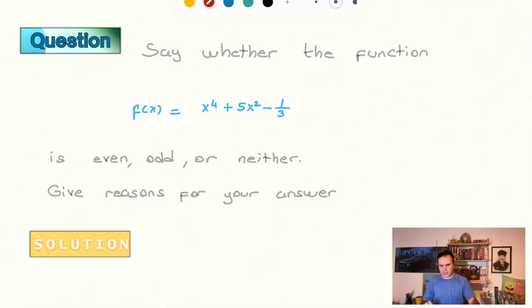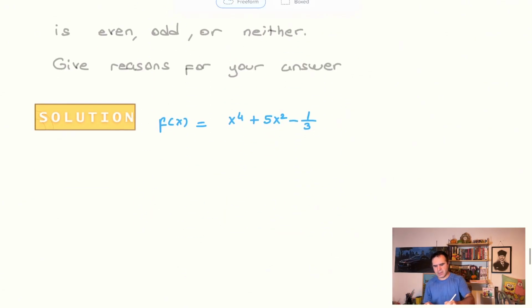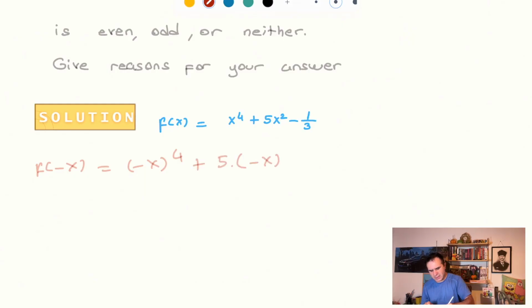For the given function, we will find f of minus x. F of minus x equals minus x to the 4 plus 5 times minus x squared minus 1 over 3. This is equal to x to the 4 plus 5x squared minus 1 over 3. This is equal to, you see, f of x.